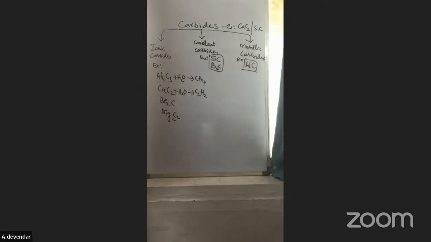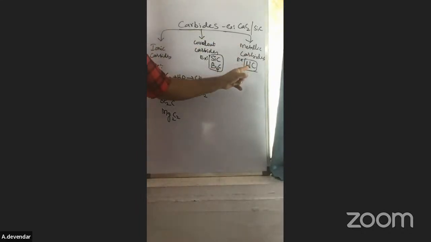Carbides are binary compounds with carbon. Depending on the nature of the carbides, the properties differ. These two carbides, when hydrolyzed, give hydrocarbons. But when these other carbides are hydrolyzed, you get different compounds, not hydrocarbons. Only these two give hydrocarbons. The covalent carbide, silicon carbide, is a giant molecule and a very strong molecule.